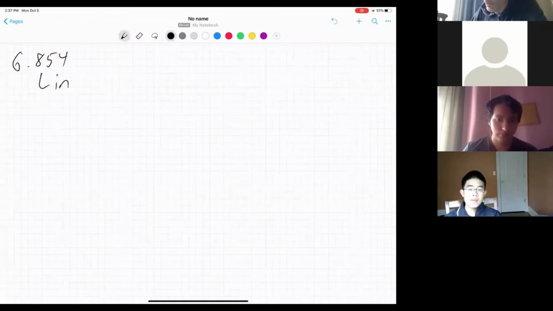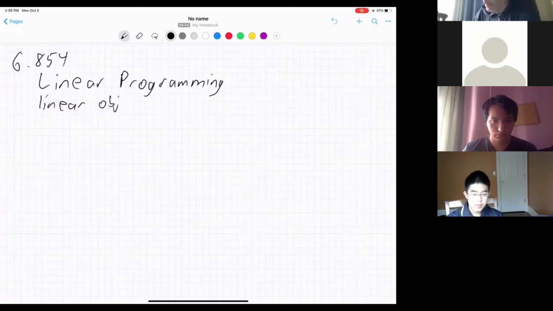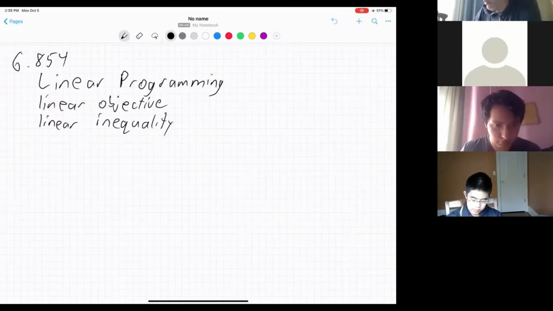We're going to be studying today, continuing our discussion of linear programming. So we introduced this last time. It's a general class of problems that involve a linear objective and linear inequality constraints.